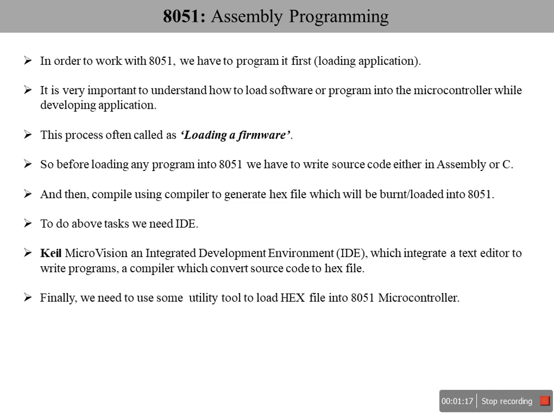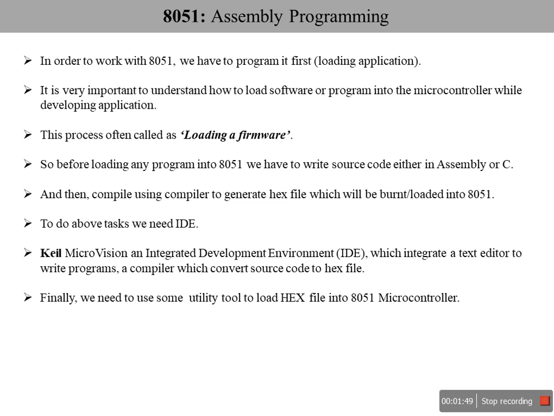Before loading any program into 8051, we have to write source code either in assembly language or in C language. Then we have to compile that source code using a standard cross compiler. Here we will be using a cross compiler to generate a hex file for the selected device, here 8051. So we have to convert the source code into a hex file for a particular microcontroller. Then that hex file needs to be burnt or loaded into the microcontroller.